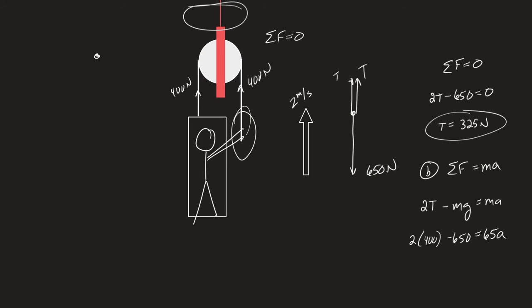There are three forces acting on the pulley. There are the two downwards tensions. Just throw that anywhere.